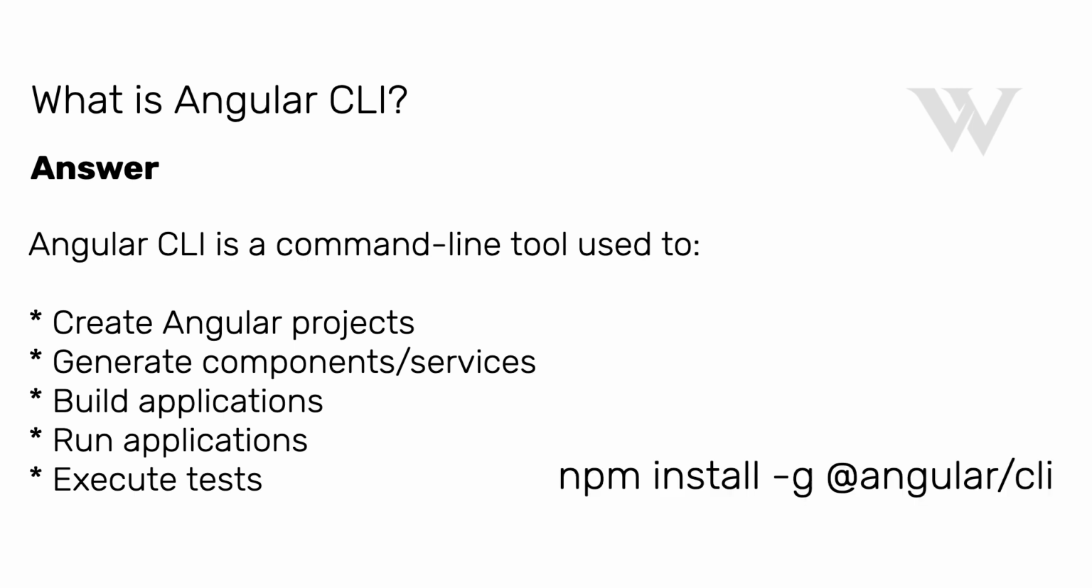An excellent follow-up or natural conclusion to your answer is showing them you know how to actually get it onto a machine. You can smoothly transition into the installation process. Because it's a global utility, we install it using npm by running a single command in our terminal. The -g flag is crucial here because it installs the CLI globally, allowing us to use the ng command anywhere on our system to spin up new apps on the fly.